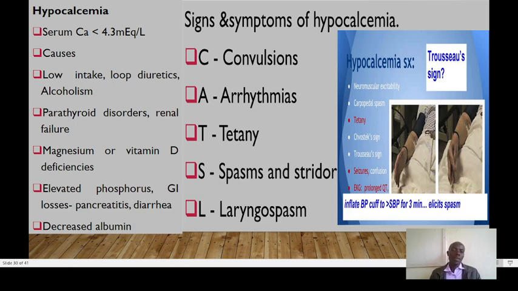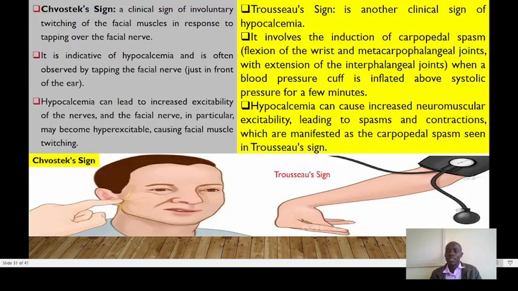laryngospasms. One of the defining signs that all of us as nurses need to know is what we refer to as the Trousseau and the Chvostek sign. The Chvostek sign is a clinical involuntary twitching of the facial muscles in response to tapping over the facial nerve.